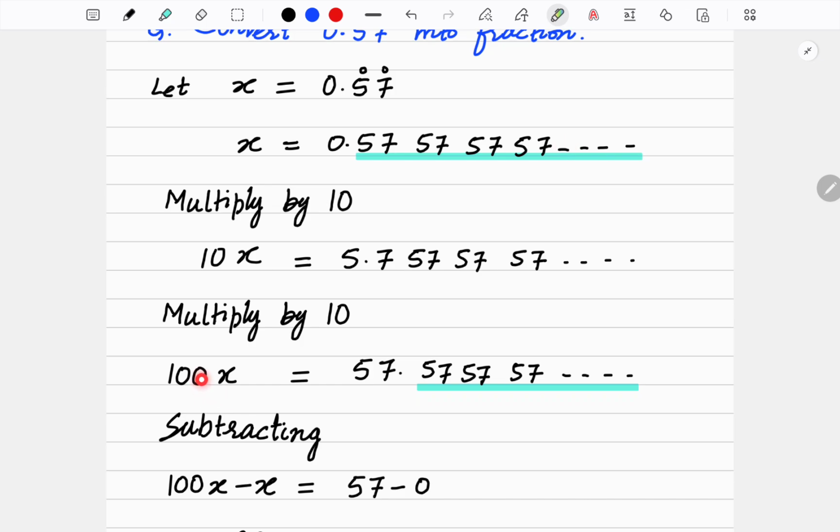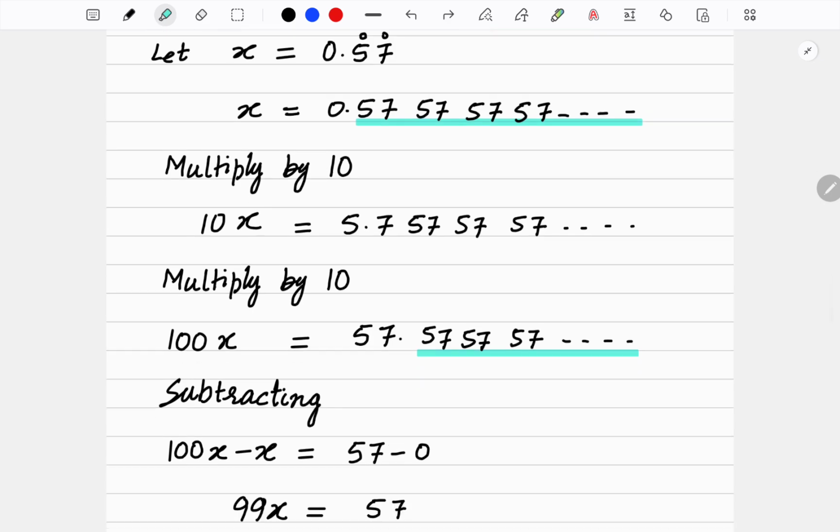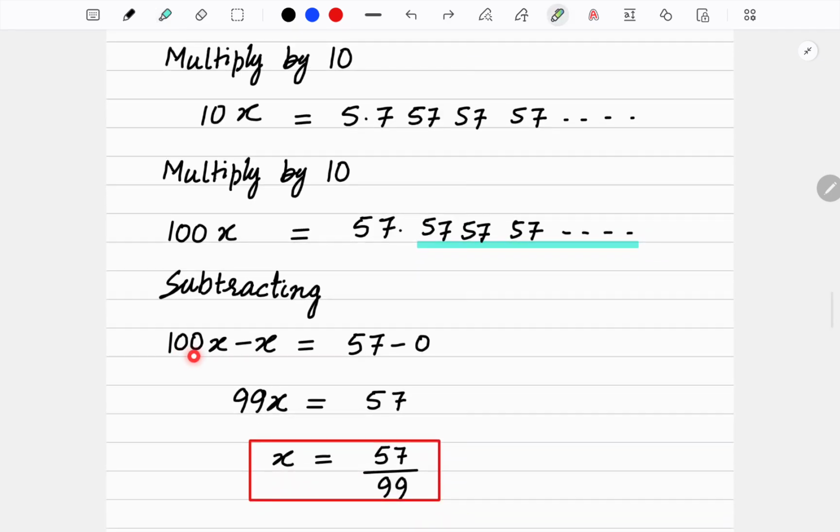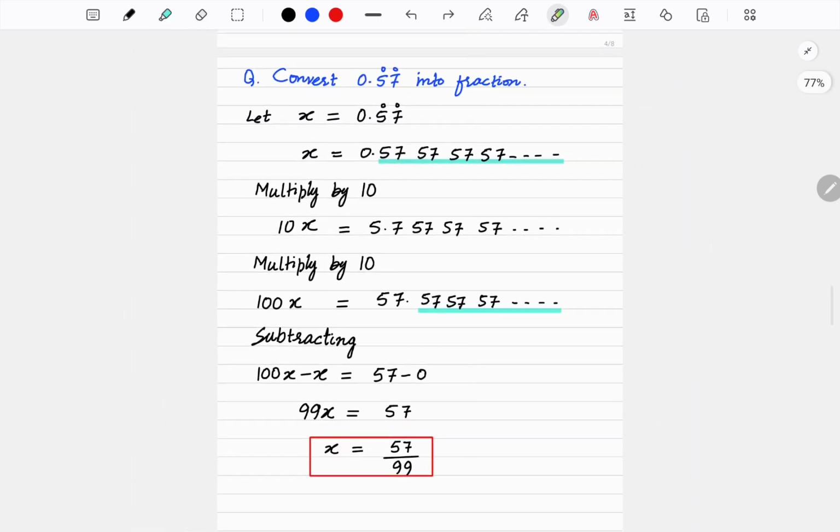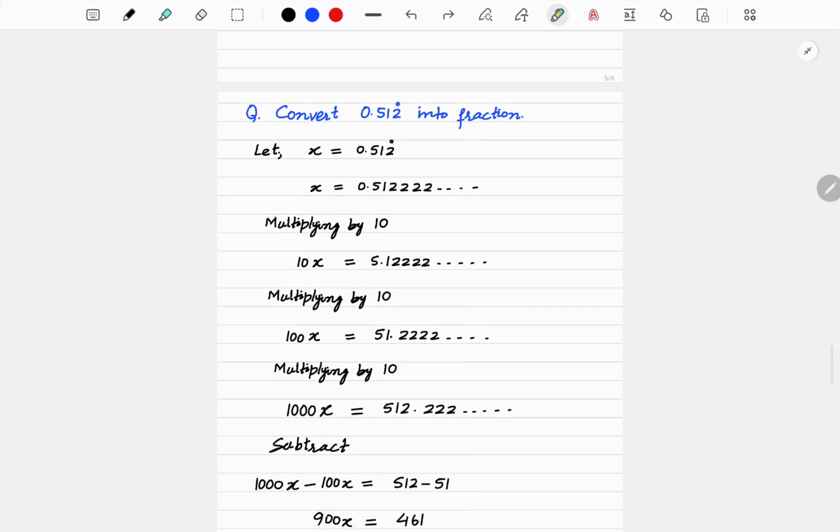So 100x minus x, and 57 minus 0. That gives 99x. 57 minus 0 is 57, so the answer is 57 by 99. Like this you can convert 0.5 dot 7 dot into a fraction. Next question.